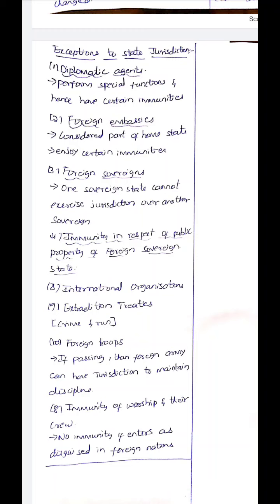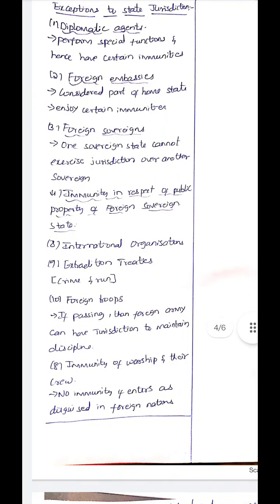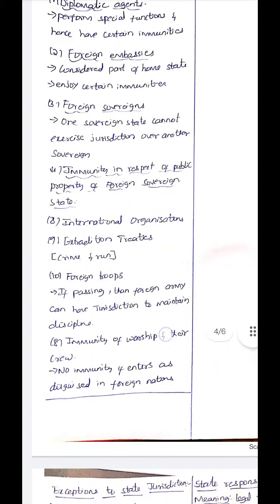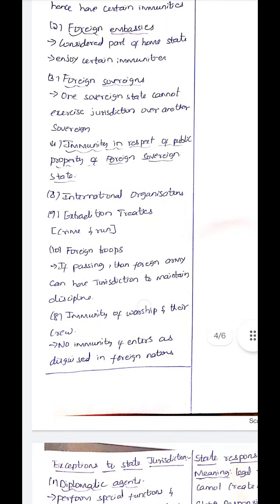Since they perform special functions, they have certain immunities from state jurisdiction. The next are foreign embassies. Foreign embassies are considered as part of a home state and they also enjoy immunities. The next is foreign sovereigns. One sovereign state cannot exercise jurisdiction over another sovereign. But we have seen exceptions, the objective and subjective principles in the cases of crimes.